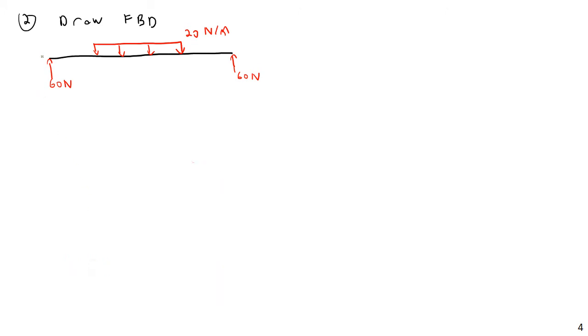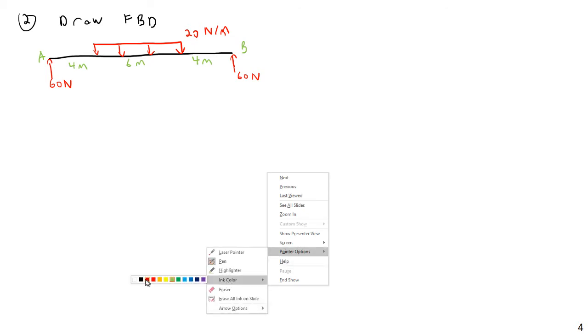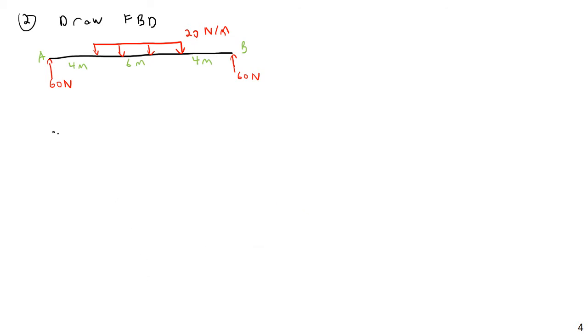So we have end A and end B. And then dimensions, let's say this is 4 meters, 6 meters, and 4 meters. Now, we're just going to go ahead and directly get the shear diagram. I can get the shear diagram without doing a single cut for sections, without doing a single integration, or getting a single load function. All I have to do is apply the principles that I saw previously.